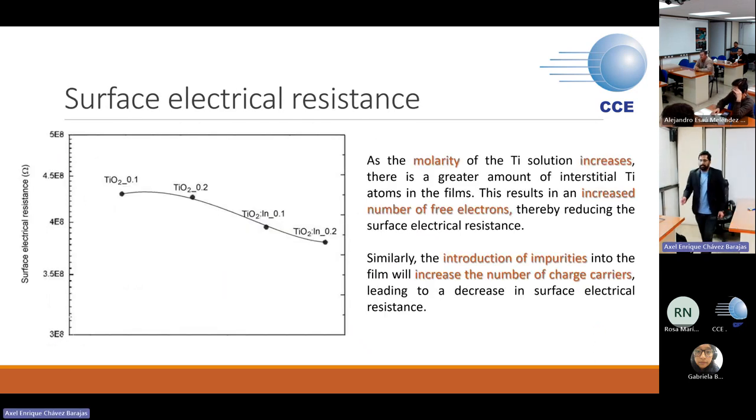And we have measured the surface electrical resistance in order to observe whether the incorporation of the dopant really did affect the conductivity of the material. It's not a bulk property, it's surface resistance. As you can see, after the increment of the dopant, the surface resistance has decreased. So here there are two factors: one is the molarity and another is the dopant. We believe that with the molarity, the surface resistance decreases or the conductivity increases. It can be because of the formation of interstitial atoms and the liberation of more electrons. And it's very well known that increasing the dopant, we have more impurities and more charge carriers, which gives more conductivity or less resistance.